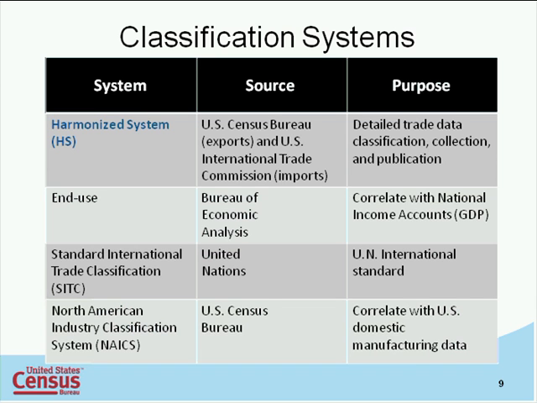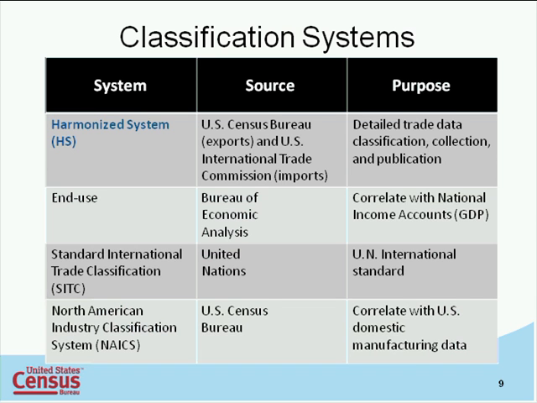Exports are classified using the Schedule B. There are about 9,000 classifications. Imports are classified under the Harmonized Tariff Schedule, and there are about 8,000 classifications. The in-use system allows data users to fit trade data into the National Income Accounts, better known as GDP.